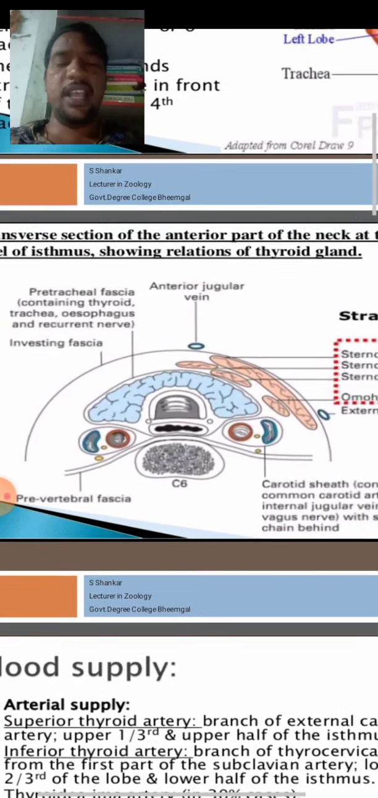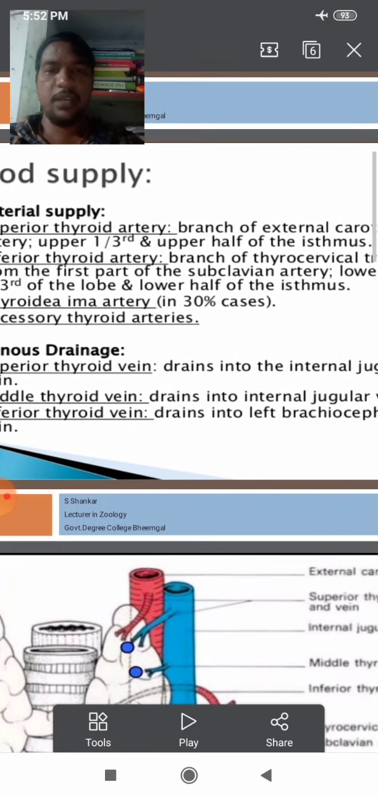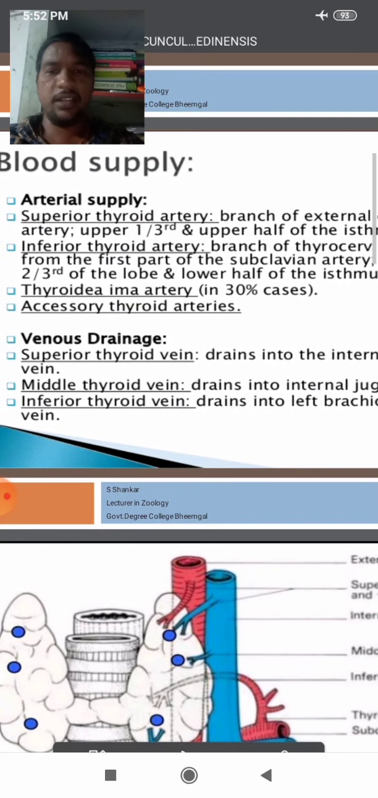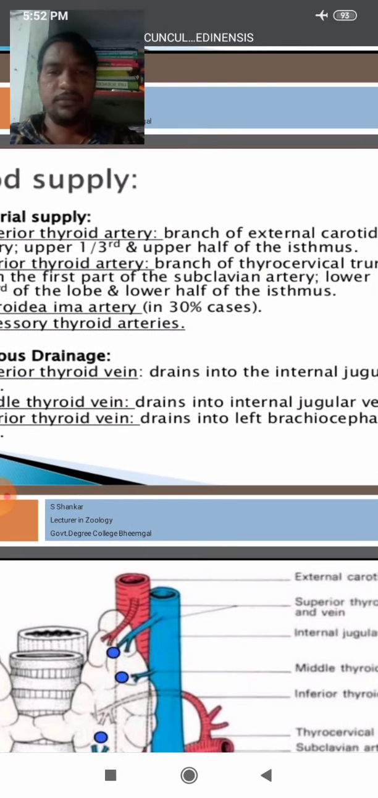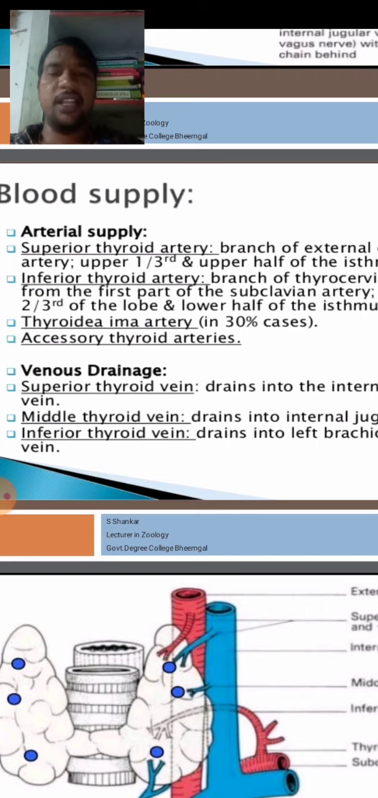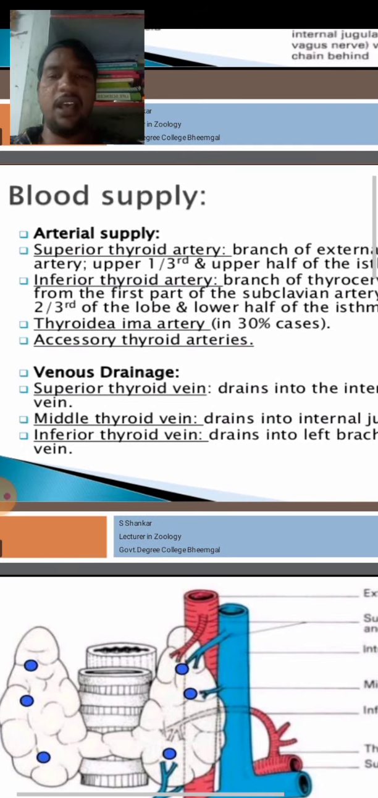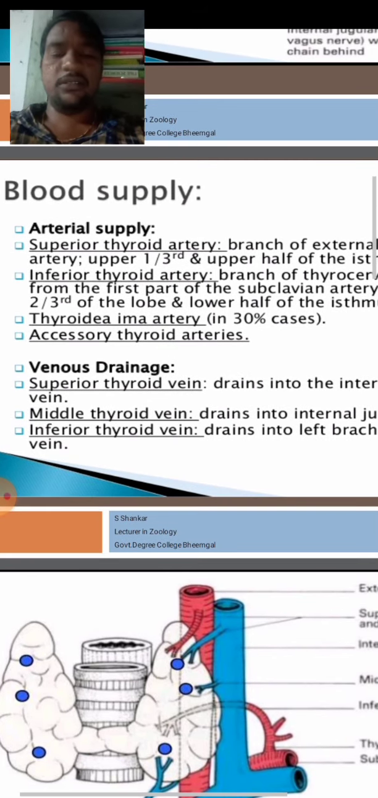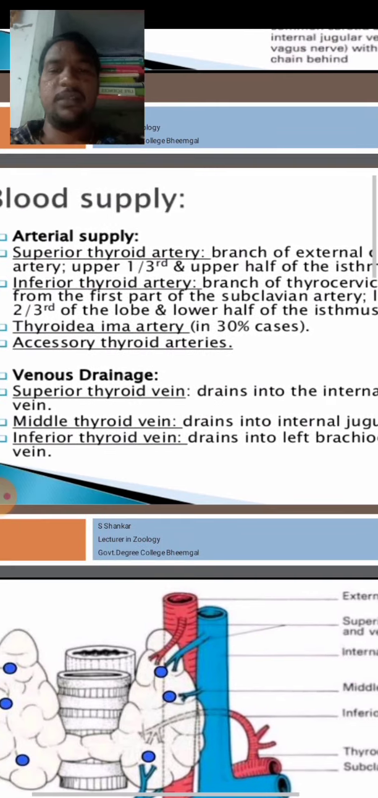Next one is blood supply. Arterial supply: the superior thyroid artery, a branch of the external carotid artery, supplies the upper one-third of the lobe and the upper half of the isthmus.